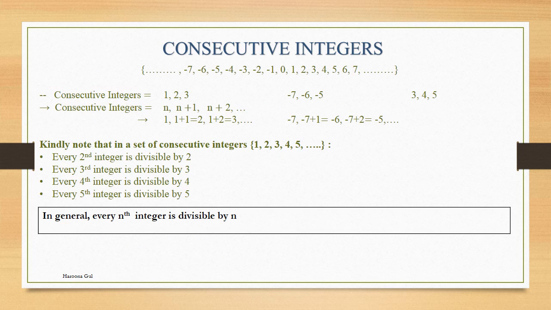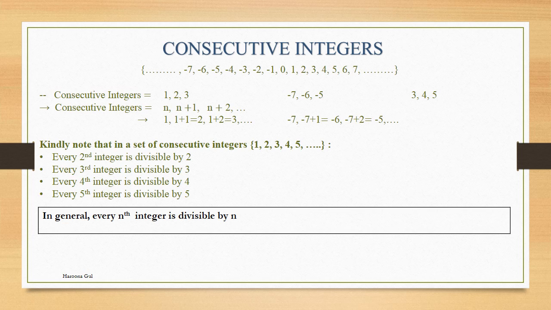Consecutive integers are integers that follow each other in order. Kindly note that in a set of consecutive integers, the mean and median are equal. Examples of a set of consecutive integers are -4, -3, -2, -1, 0, 1, 2, 3, 4, 5, 6, 7, and so on. We can have even consecutive integers, that is -4, -2, 0, 2, 4, 6, 8. And we can also have odd consecutive integers like 1, 3, 5, 7, 9, 11. There are many examples of consecutive integers.